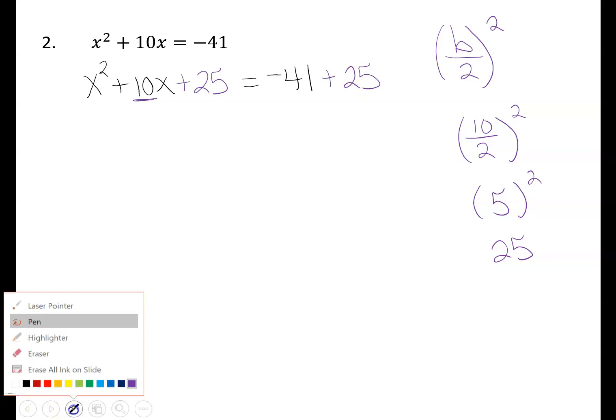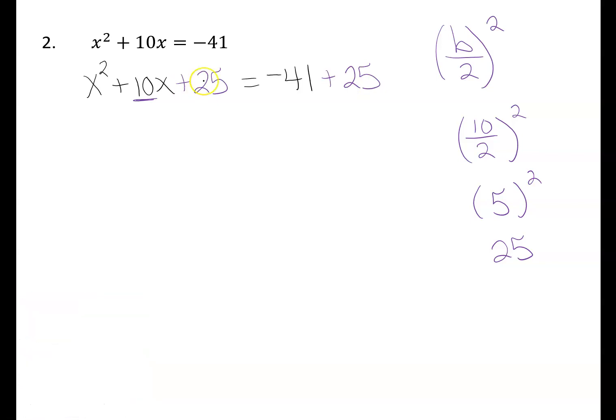Now we're ready to factor the left side, this perfect square trinomial. We're going to go ahead and put it in the form of a binomial squared. And to fill in the parentheses, we're going to square root the x squared, square root the 25, and take the sign of b. And again, you could check: this number here should be half of b. 5 is half of 10. Same number that we have over here.